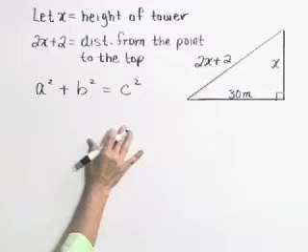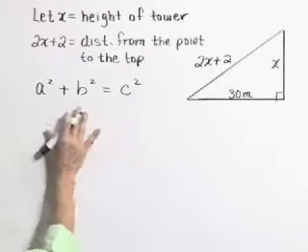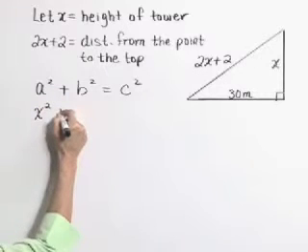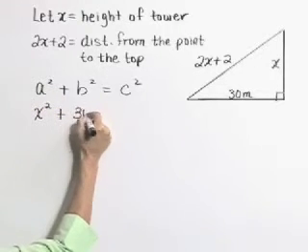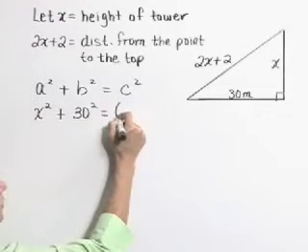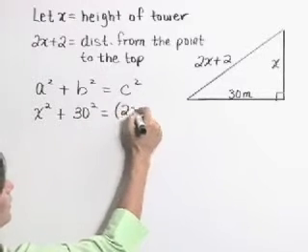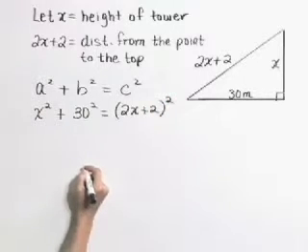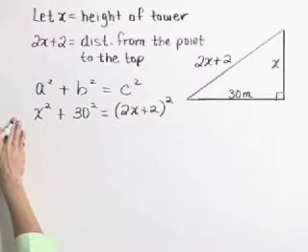Let's substitute values. I'm going to substitute x in for a and write this as x squared plus 30 in for b, so plus 30 squared, is equal to c squared, in other words, 2x plus 2, quantity squared. So we've written our equation.